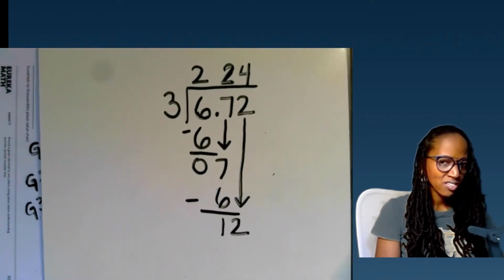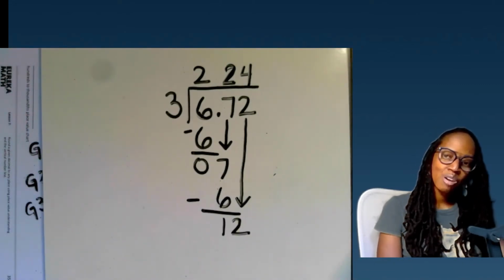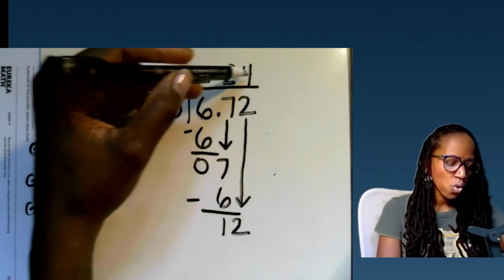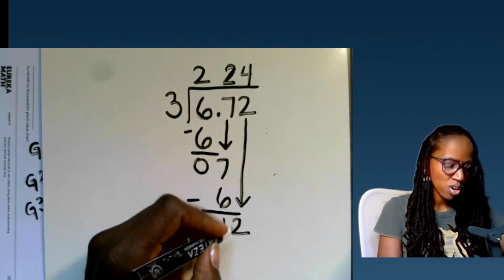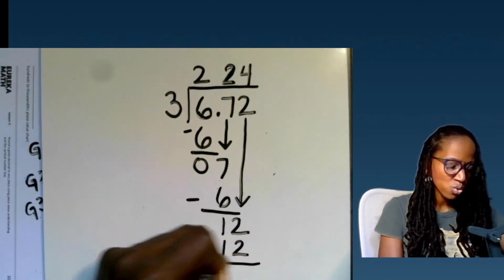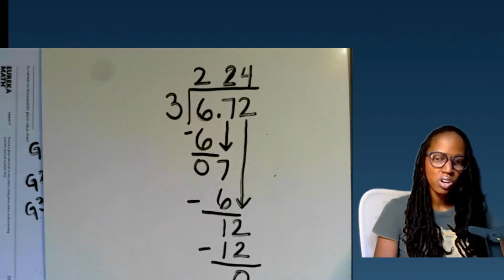Now I have to continue to figure out how many total hundredths I shared. 4 groups of 3 is 12 hundredths. So I shared all 12 hundredths. And you can see I have 0 remaining.